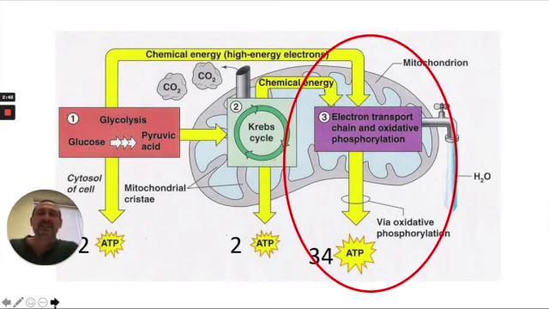So when we say things like respiration is the opposite of photosynthesis, where we take sugar and oxygen and it gives off carbon dioxide and water, the carbon dioxide is a waste product of the Krebs cycle, whereas water is a waste product of the electron transport chain oxidative phosphorylation sequence of chemical reactions.